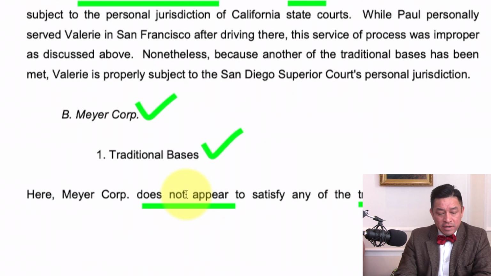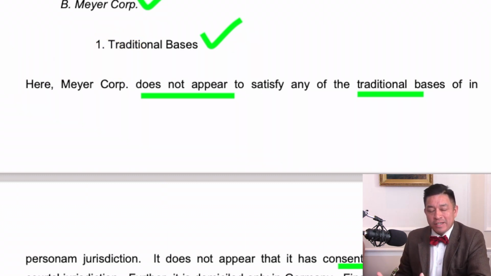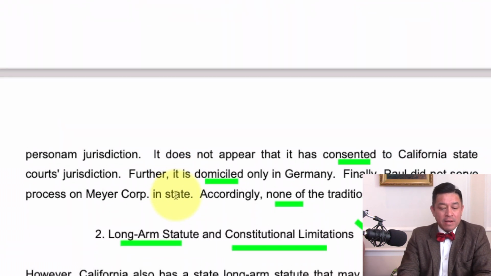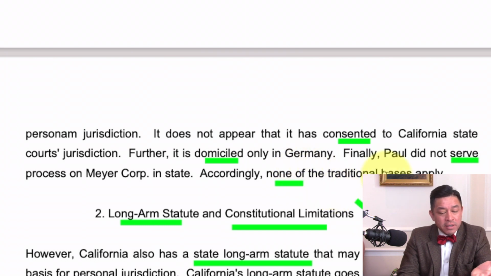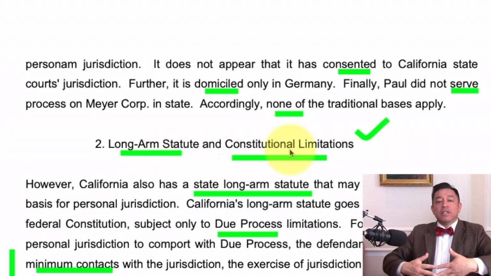Okay. Now, for the company that's domiciled in Germany, the court could not establish personal jurisdiction through the traditional basis, through general jurisdiction. So in that case, you were required to address specific jurisdiction. That's what they did. They addressed the issues very quickly. They say we can't, right? It can't establish through traditional basis. Fine. Move on to what they call long arm statute and constitutional limitations. That is how they refer to specific jurisdiction.